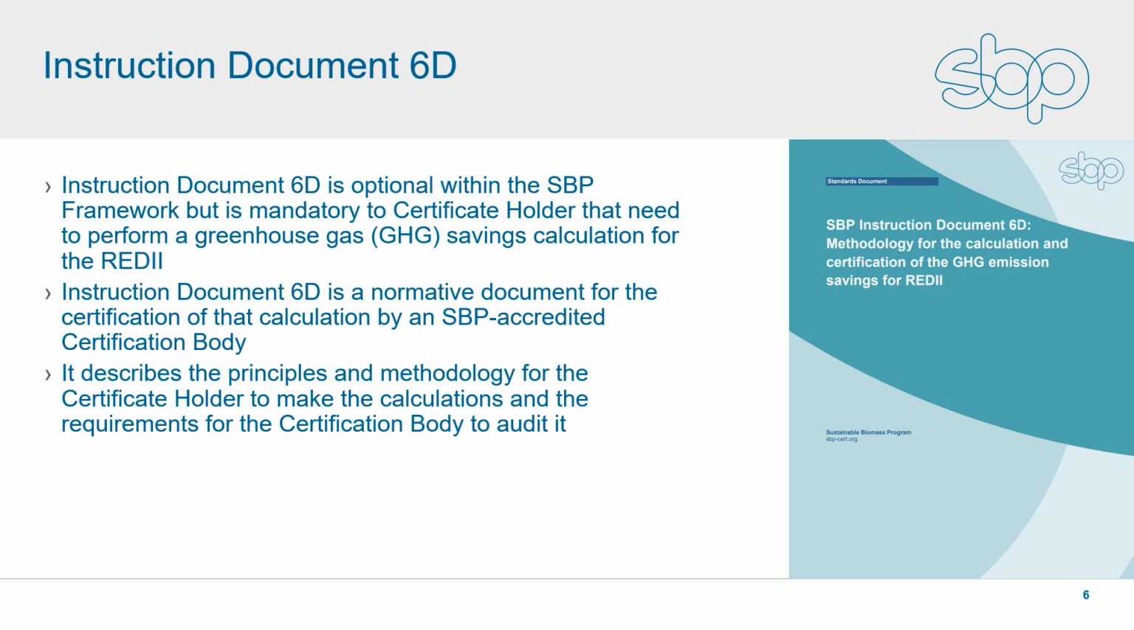This document is normative for the certification of that calculation by the SBP accredited certification body. It describes the principles and methodology for certificate holders to make the calculation and requirements for the certification body to audit and certify it. We are planning to develop a detailed training module focused on this ID 6D in the near future, as there will hopefully be more demand for this type of certification.